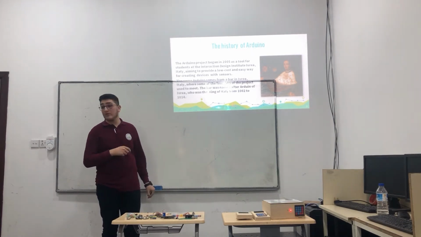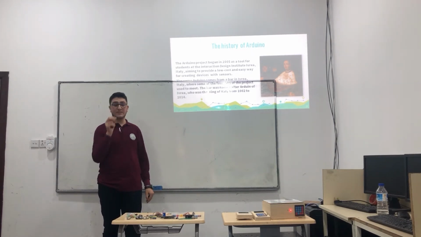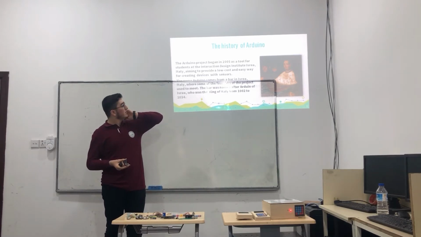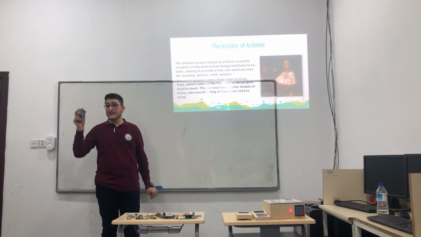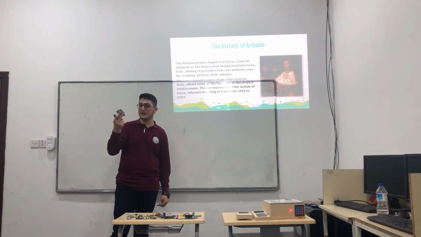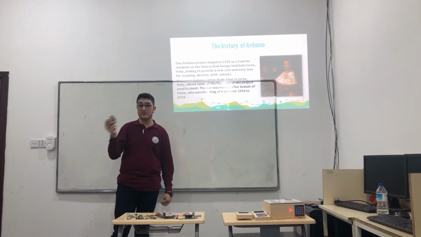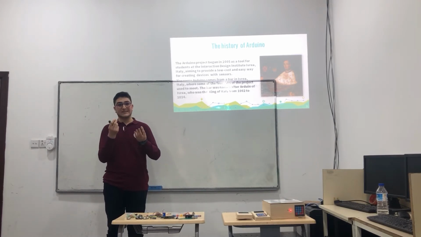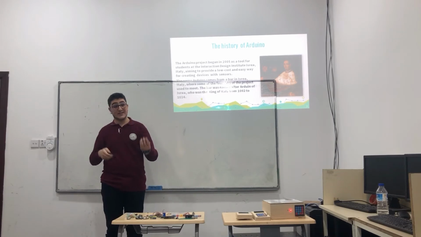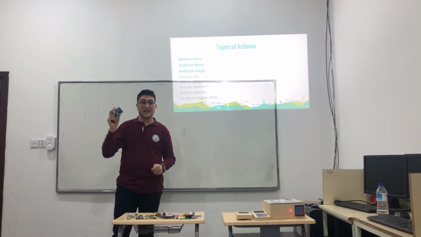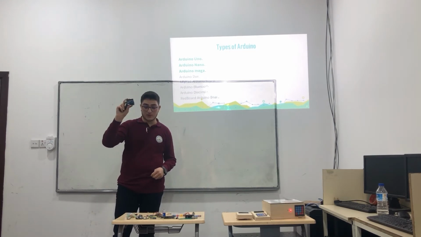This is a picture of a king of Italy, Ivrea. Ivrea is a place in Italy. There was a king there in a past century. In respect for him, they called this new invention, this platform, Arduino. The name Arduino is close to an Italic name. And when you say Arduino, it means it isn't just this one.